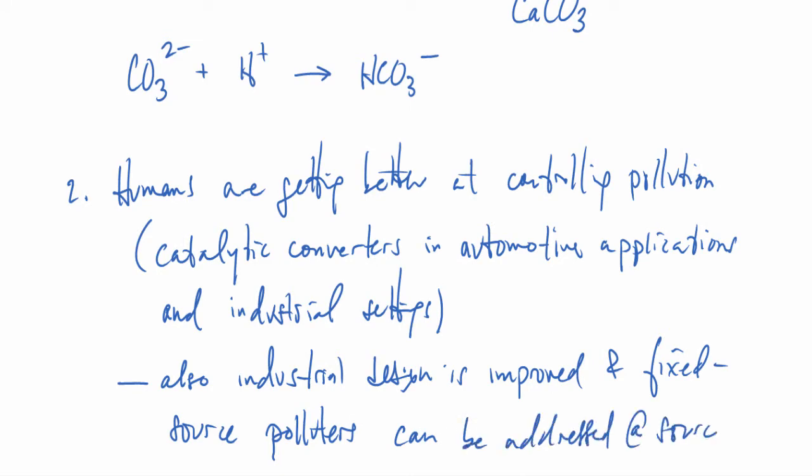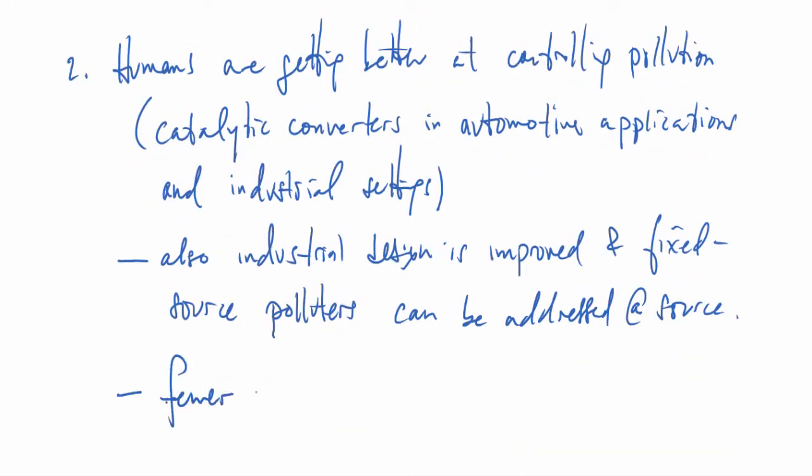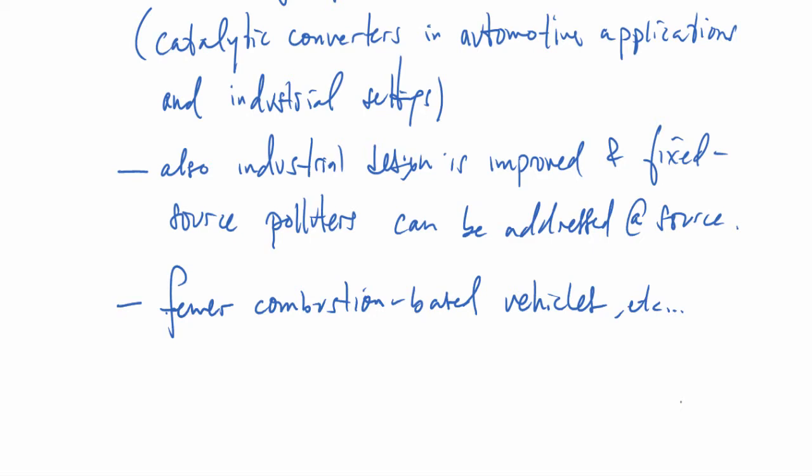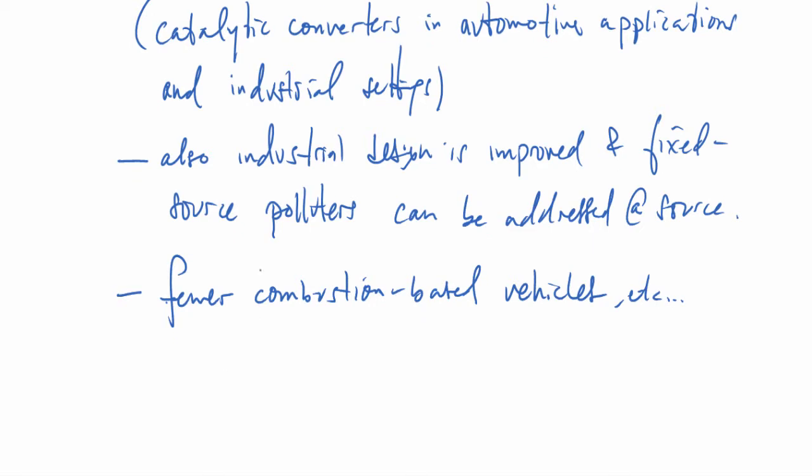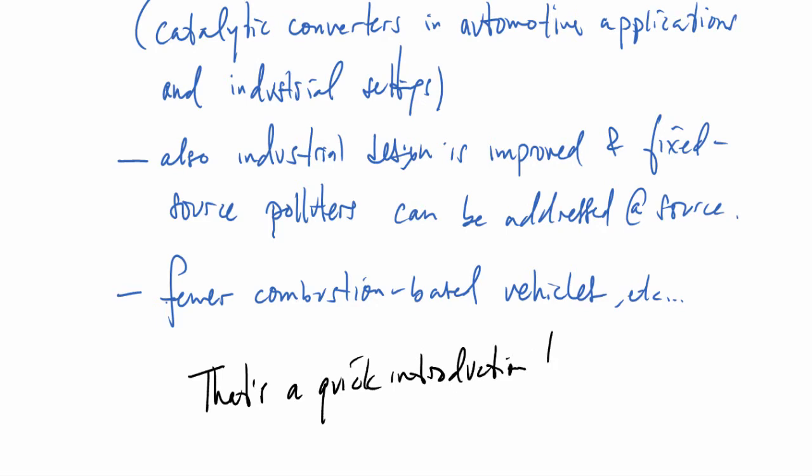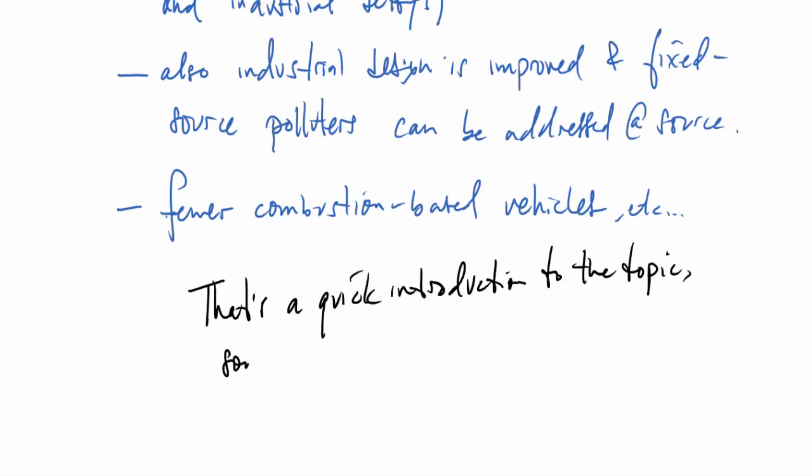We're also having fewer combustion-based vehicles and combustion-based energy generation, although the trend towards burning coal is troubling in this regard. Anyway, that's a quick introduction to the topic, some of the problems, how acid rain is caused, and some hope in the form of solutions in the future.